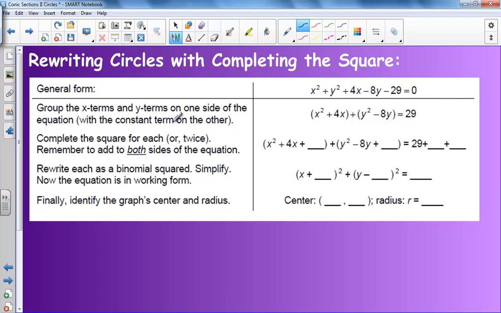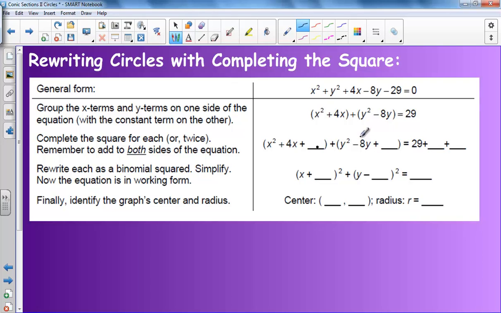This is kind of what it's going to look like. I'm going to work problems with you. But first thing we're going to do is get all of our x terms together on the left, all of our y terms together on the left, and still move our constants all over to the right side, just like we were. Then we're going to do our b over 2 squared here, and so then we have to add that here also. And then we do it again here.